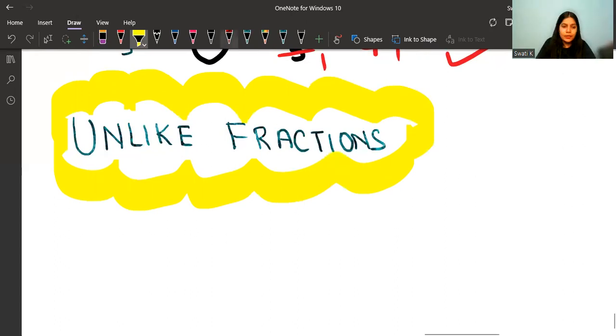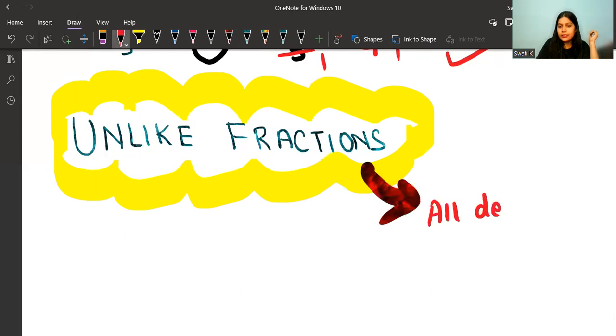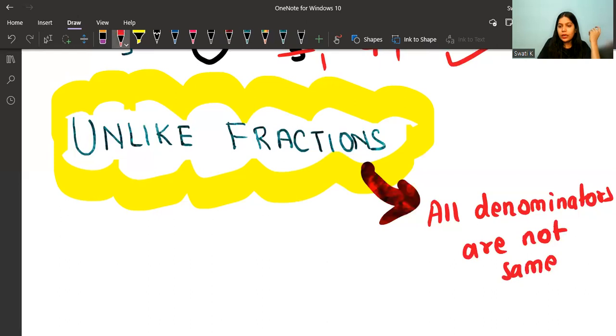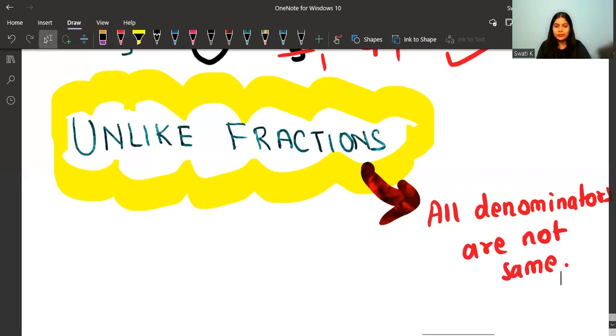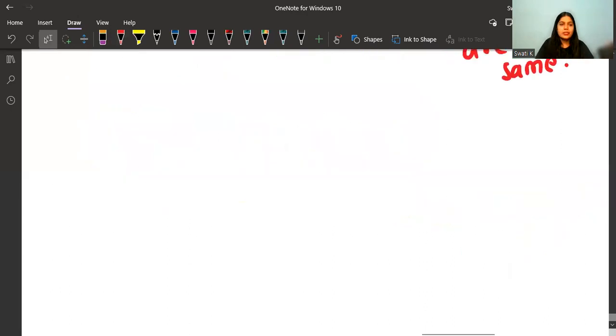So first of all, let us understand the unlike fraction. You know what a like fraction is now? Like fractions are those fractions in which the denominators are the same. So unlike is absolutely the opposite. All the fractions whose denominators are not the same. That is it. So when the denominators are not the same, that is called an unlike fraction. Okay. Now we can go directly to the questions, but before that, I'll give you some examples.